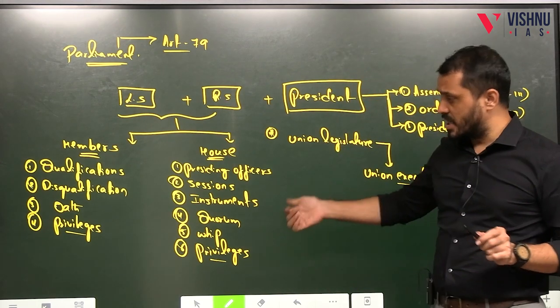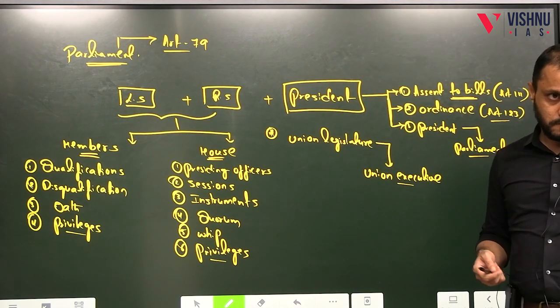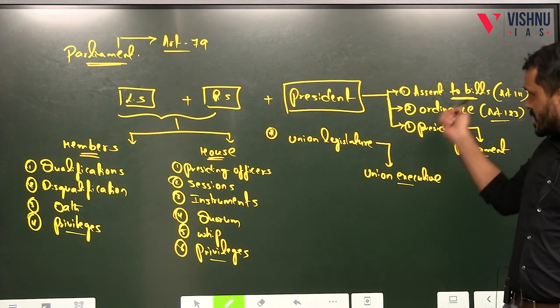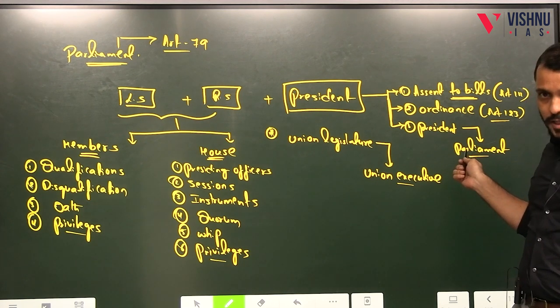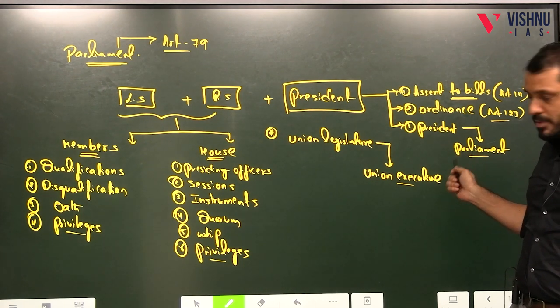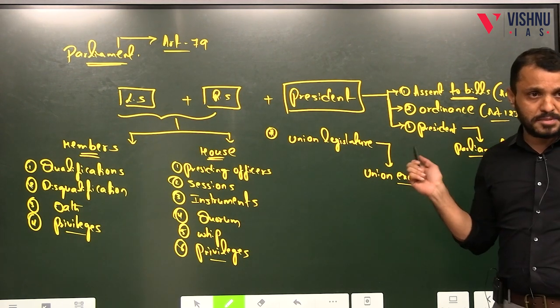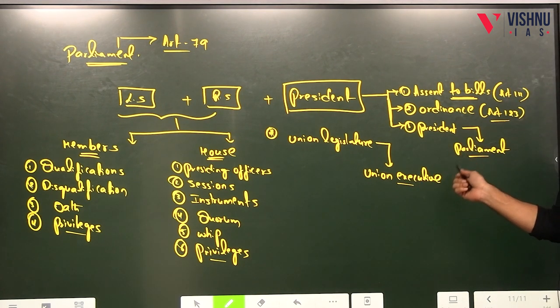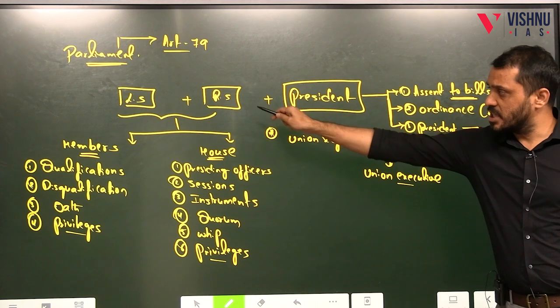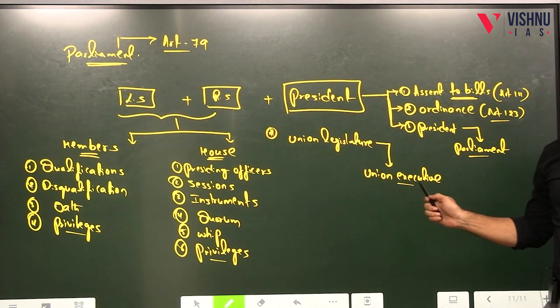Number of sessions we'll discuss, and the different types of instruments, zero hour and all these things. Then we'll discuss the President in relation to Parliament. Here we will discuss the pro tem speaker, and how the President will interact with the Parliament, taking the oath of the members and all these things. And finally, how the legislature will control the executive.